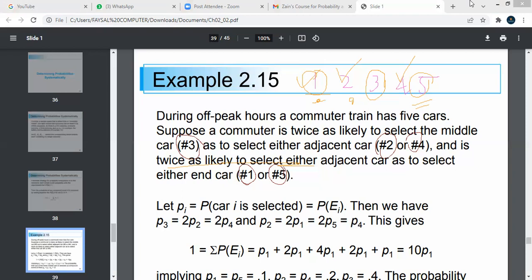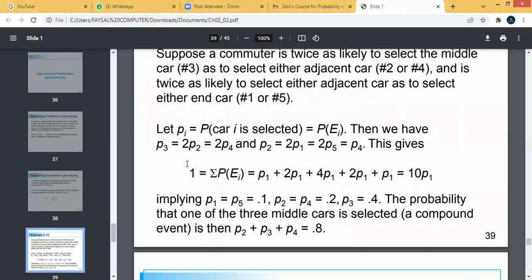So this means that there are five events and we have to choose the middle one. Let us say that I have to pick P_i. What is i basically? That is, car i is selected. We have to find the probability of event E_i, that car i is selected.